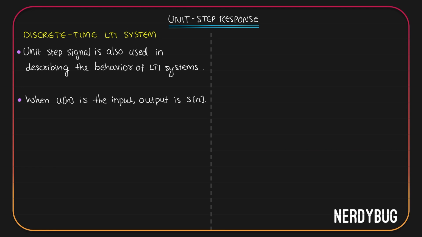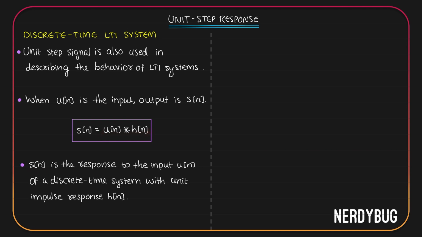When we give x of n as an input to a system of impulse response h of n, we write output y of n is convolution of x of n and h of n. If I am giving an input u of n, then the output will be convolution of u of n and h of n. And just as I have said here, we call that output s of n. So unit step response of a discrete time LTI system is the convolution of u of n and its impulse response. That is, s of n is the response to the input u of n of a discrete time system with unit impulse response h of n.